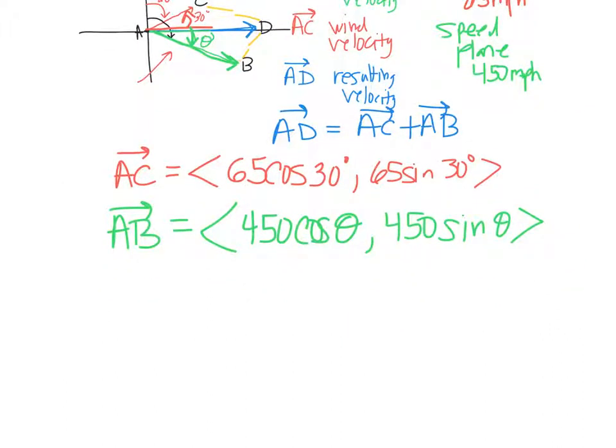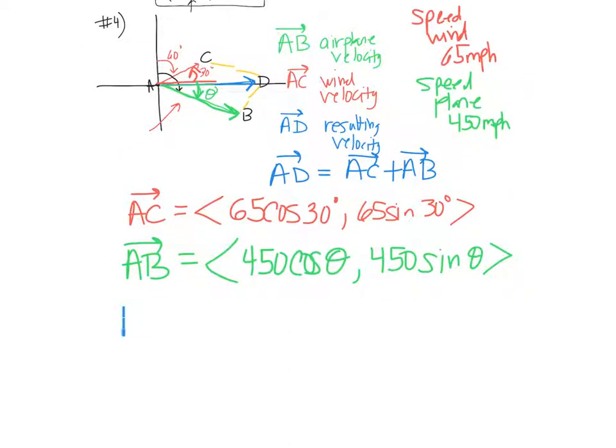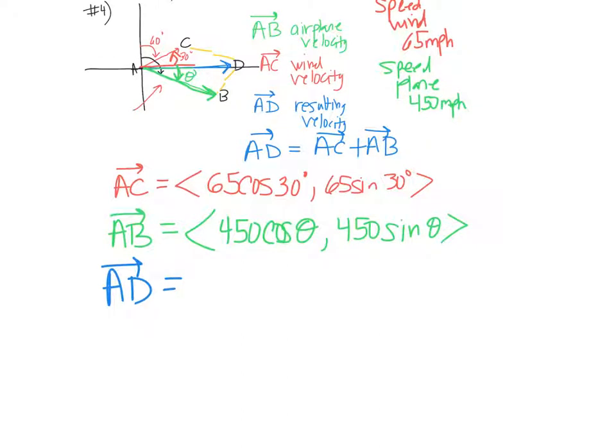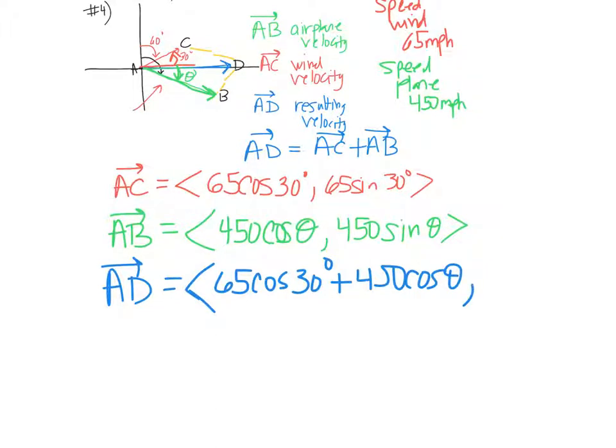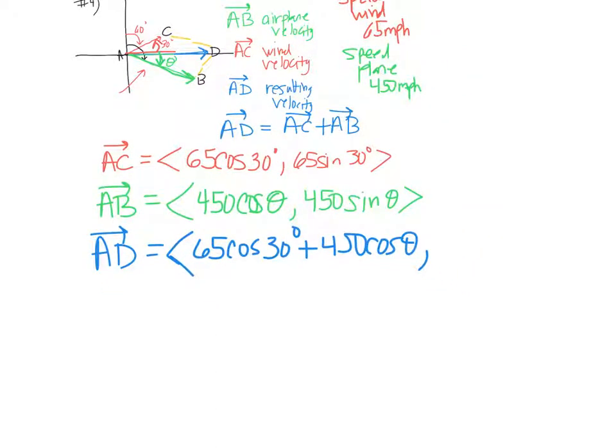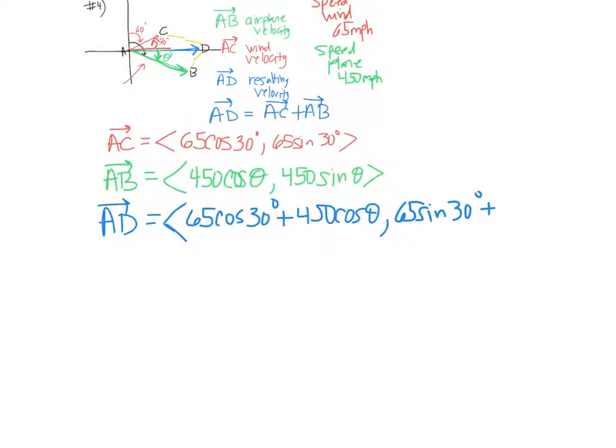All right, and now I need vector AD, the last one. AD is the resulting vector. It's to take these two vectors and add them up, so it's AC plus AB. So we're going to do 65 cosine of 30 plus 450 cosine of theta, comma, 65 sine 30 plus 450 sine theta.